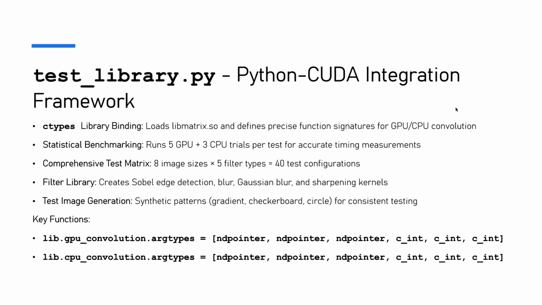The test framework is designed for robust automated benchmarking. It uses ctypes to interface with our CUDA library, ensuring type safety and memory layout compatibility. The statistical approach with multiple runs per test eliminates timing variance, and the comprehensive test matrix covers real-world scenarios from small thumbnails to large 4K images.